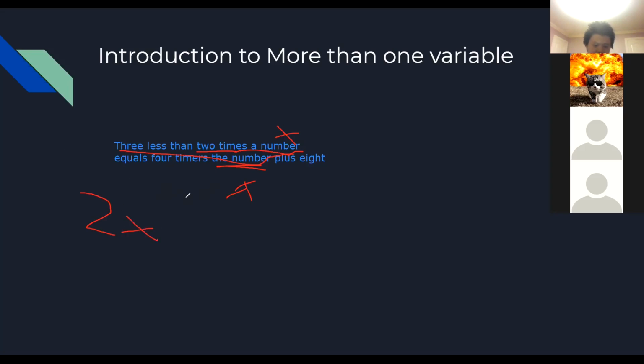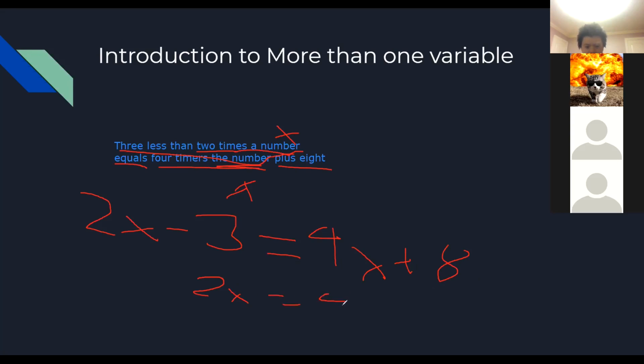So the left side of our equation will equal 2x minus 3. Then equals, which is an equal sign, 4 times the number, which is 4x, and plus 8. So we would do what we did before, plus 3 to each side of the equation. And then 2x equals 4x plus 11, and move x's to the left side. Negative 2x equals 11, and x equals negative 5.5. Yes, it is a negative number.